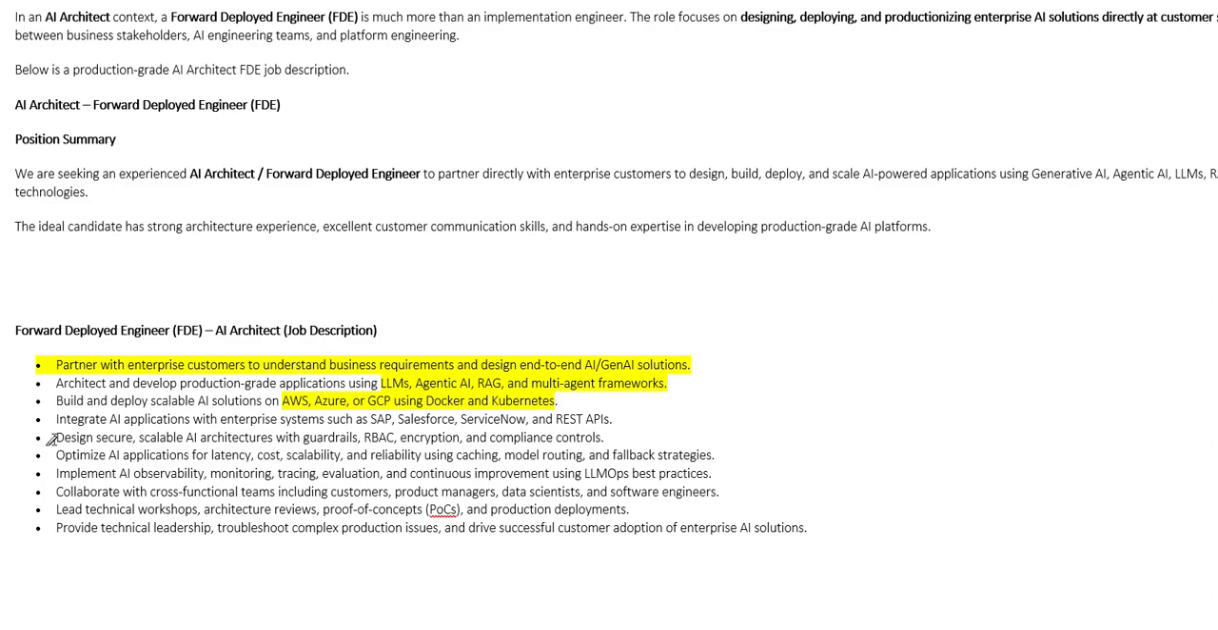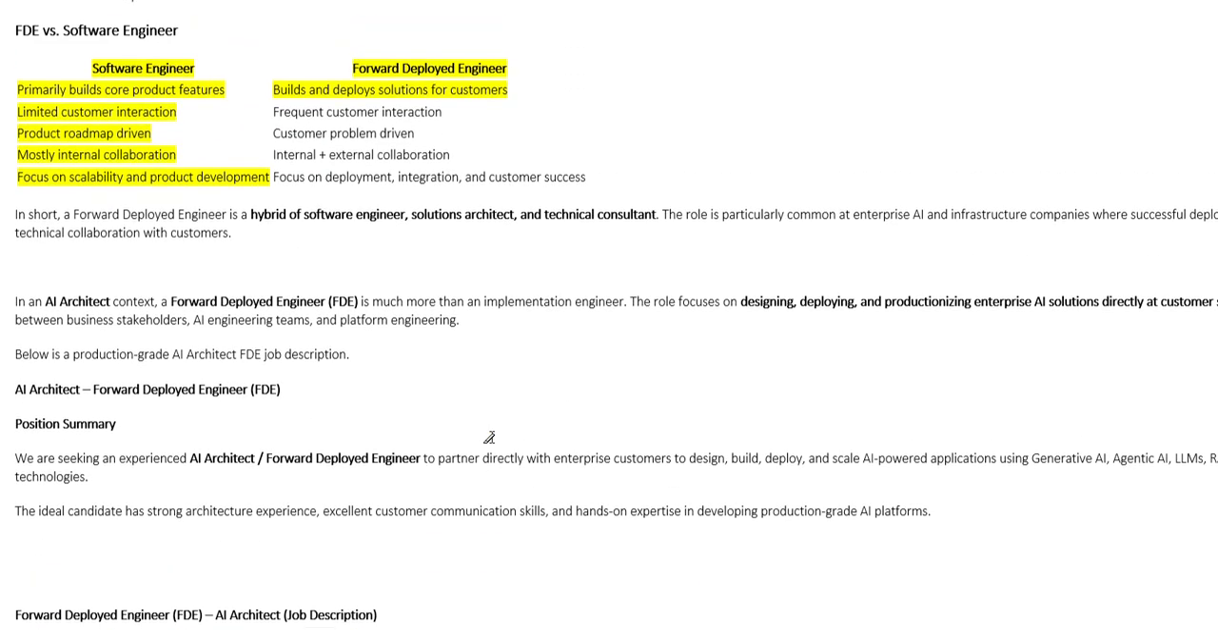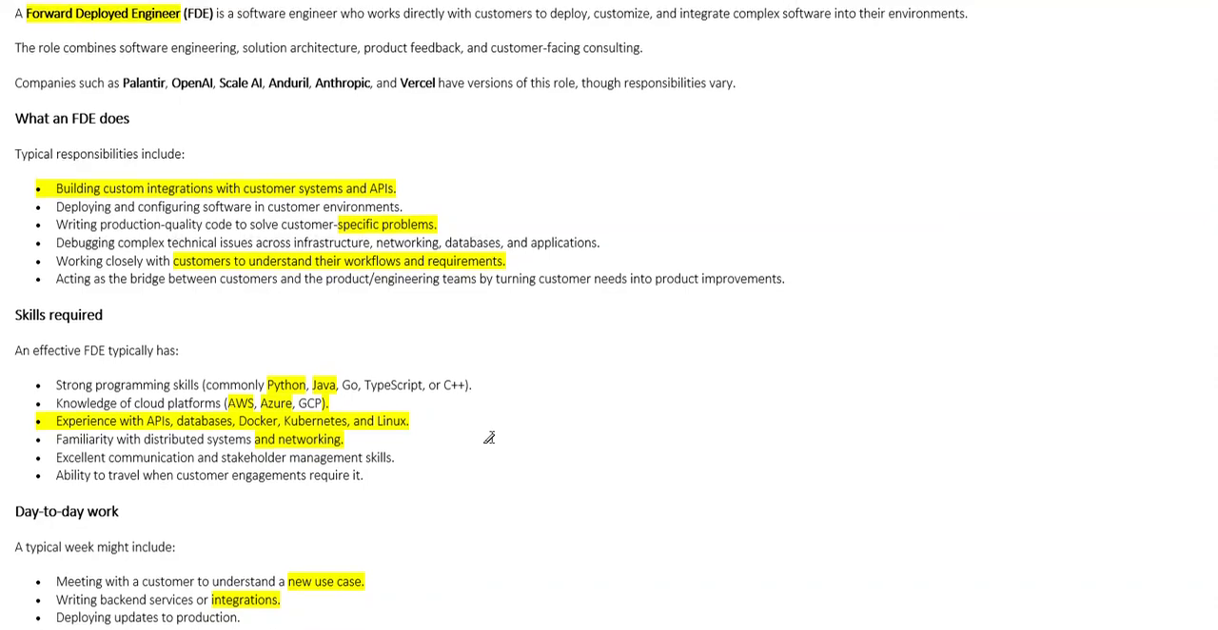And coming to security, design secure, scalable AI architecture with guardrails, role-based authentication, encryption, and compliance controls. And optimize AI applications for latency, cost, scalability, and reliability using caching, model routing, and fallback strategies. So these are all the roles. It is equal to an architect only. So this is about forward deployed engineer roles and responsibilities and JD.